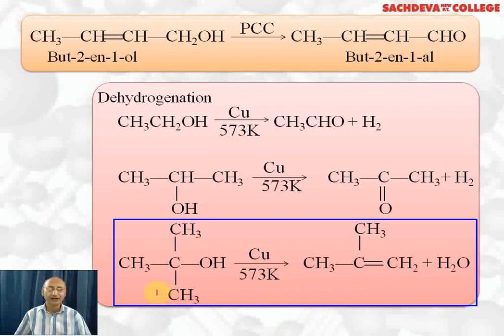Why? Because tertiary alcohols are most easily dehydrated and least easily oxidized. Dehydrogenation of primary alcohols takes place very easily. Secondary alcohol less easily. Tertiary alcohol is most difficult to oxidize. And with copper at 573 Kelvin, they don't get oxidized, rather they get dehydrated.